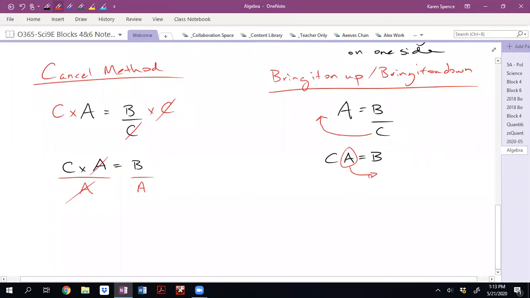Okay, so we will end up with C is equal to B, and we brought the A on down, over A. And if we look at the cancel method, well, we ended up with C is equal to B over A. So both ways will work. Choose which one you like, okay? We have one last example.